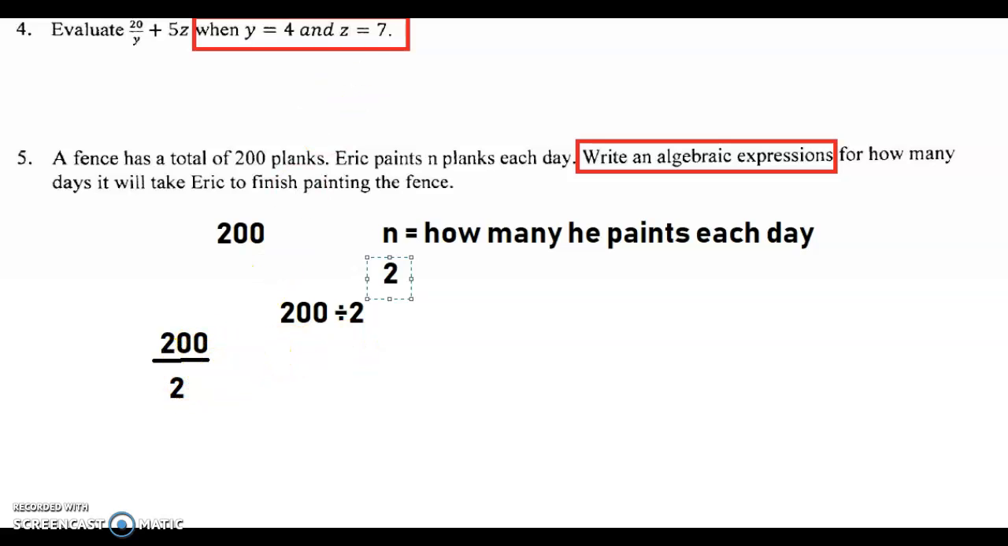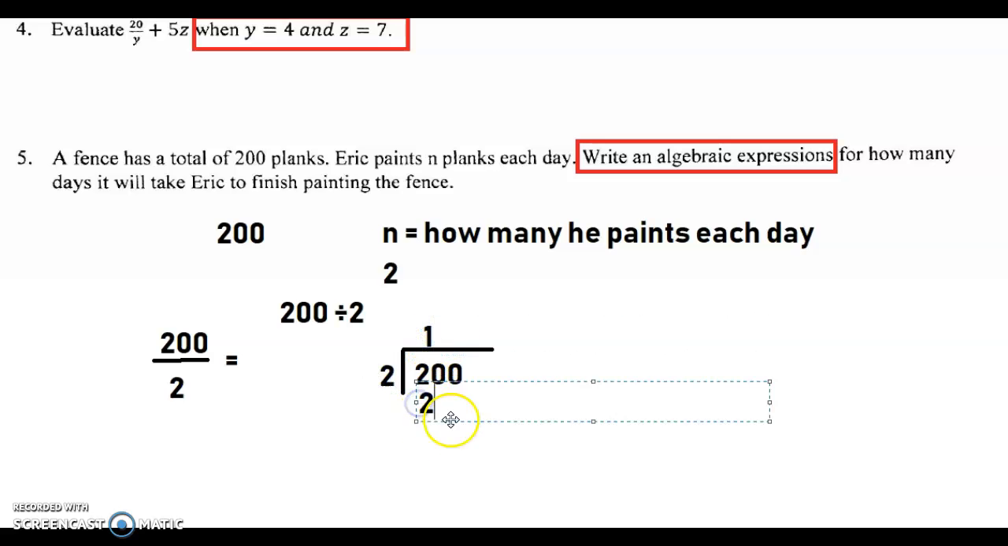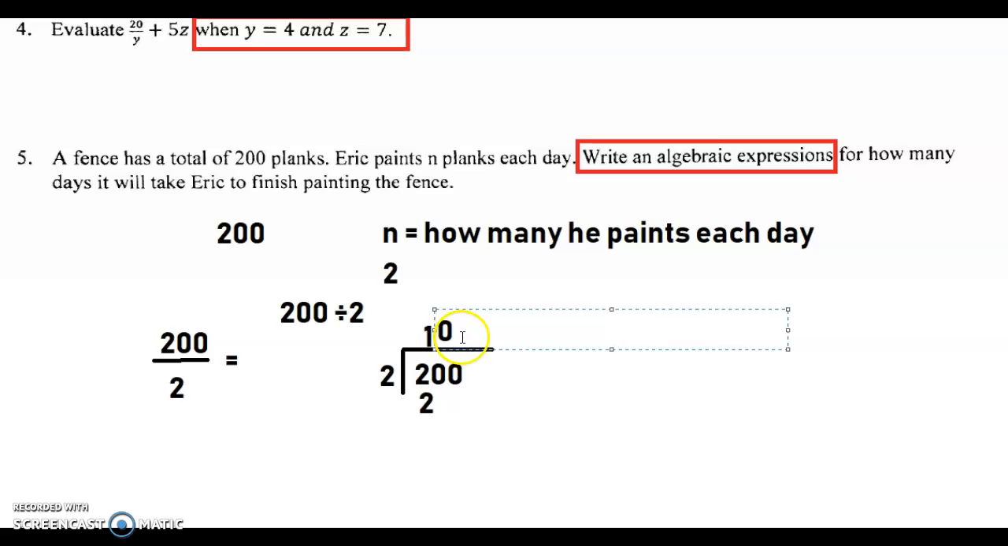So I would do 200 divided by 2, right? If I were to actually solve that, most of us can do this in our heads, but this goes in here 1 time, I would get 2, and then 0, 0, right? Which means that 100 times 2 equals 200. So this would take me 100 days.